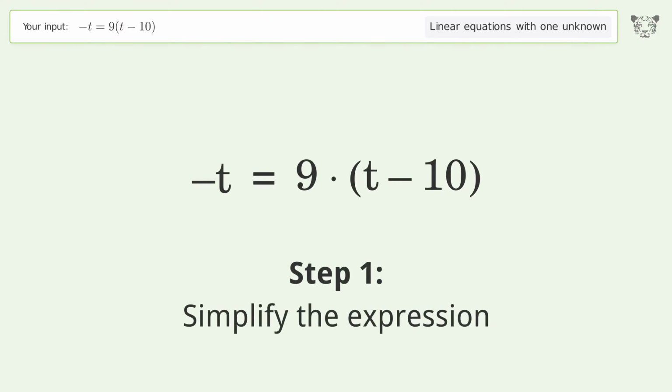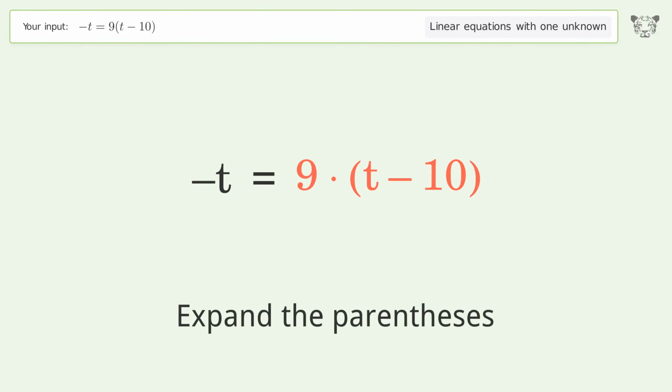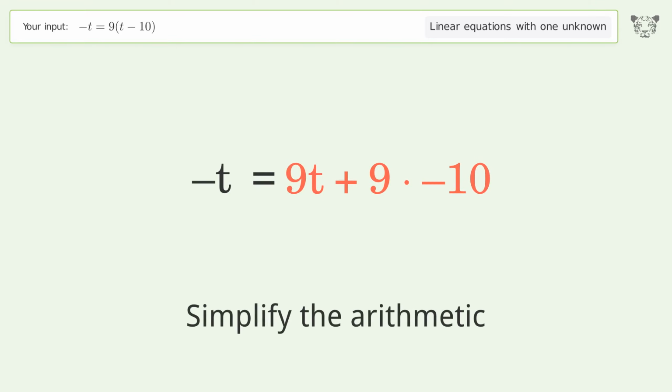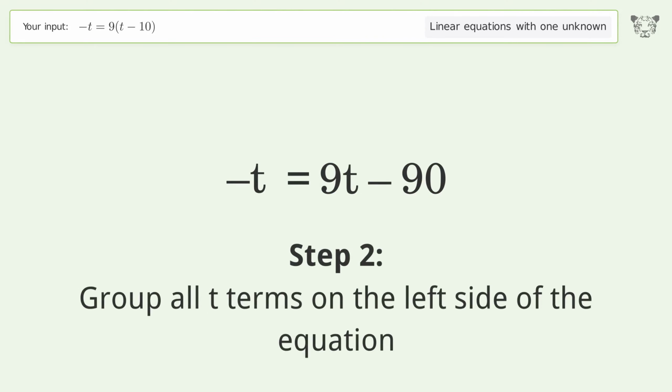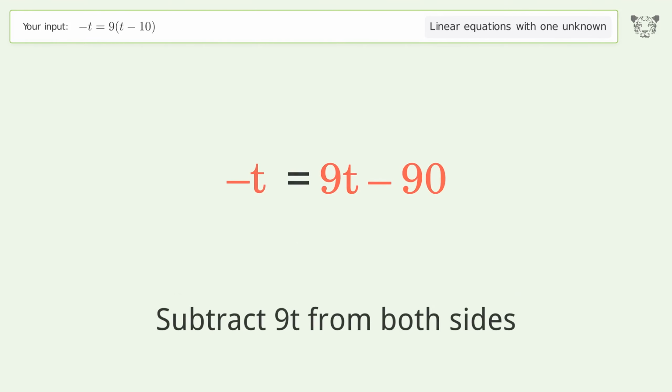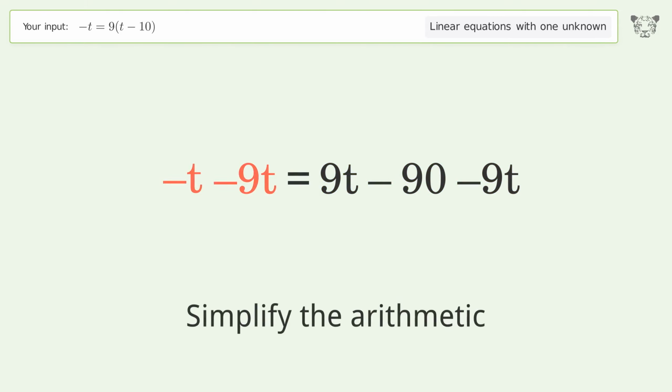Simplify the expression. Expand the parentheses. Simplify the arithmetic. Group all t terms on the left side of the equation. Subtract 9t from both sides. Simplify the arithmetic.